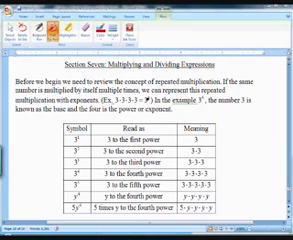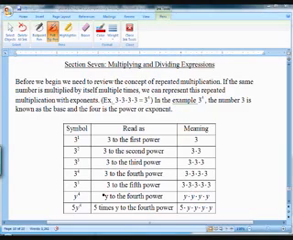In the example 3 to the 4th, the number 3 is known as the base, and the number 4 is the power or the exponent. Down through this chart, let's just go over them real quick. 3 to the first power is the same thing as just plain old 3. It means you have one 3. 3 to the second power means you have two 3s being multiplied by each other. 3 to the third power means you have three 3s being multiplied. 3 to the fourth means you have four 3s. 3 to the fifth means you have five 3s being multiplied by each other.